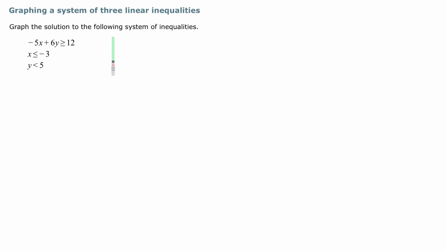Let's graph this system of linear inequalities. So the first thing you want to do is graph three lines. And what are those three lines? You have negative 5x plus 6y is equal to 12. You have x equals negative 3. And then you have y is equal to 5. So you got to graph those three lines. And we need to know which one are solid and which one are dotted. The first two are solid, and the last one is dotted.